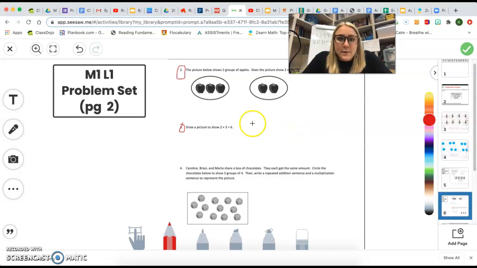We're going to look at this one right here. The picture below shows 2 groups of apples. So one has 3 and one has 2, so they're not equal. So we know that that does not show 2 equal groups of 3. So the answer to this question is no.